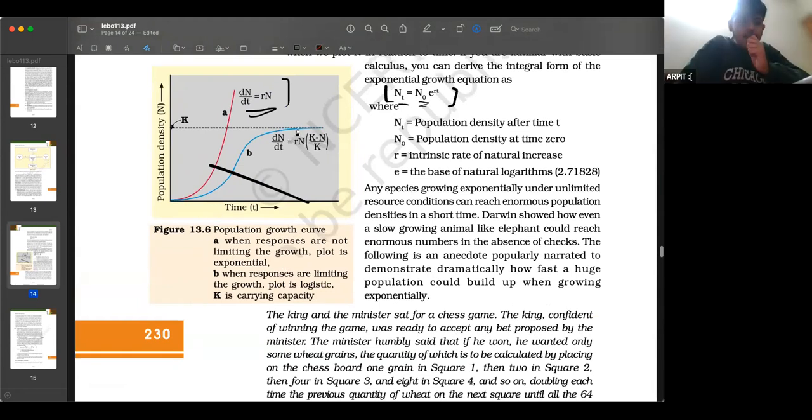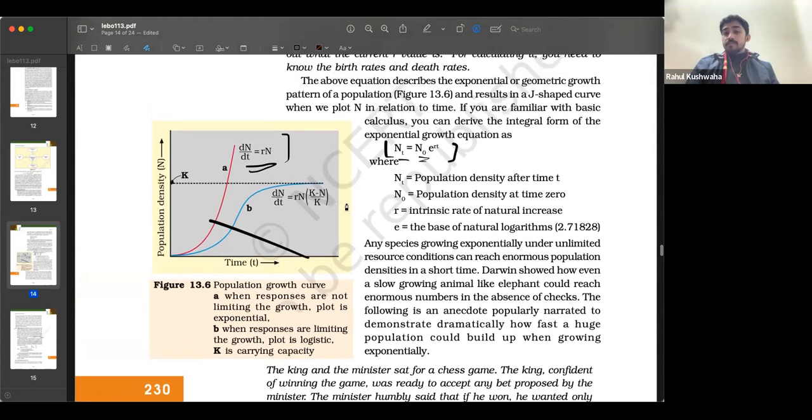Beyond that, there will be no growth. Sir, and this K is due to some conditions? Yes, this K is due to limited resources in nature. For example, I told you about tigers, no?